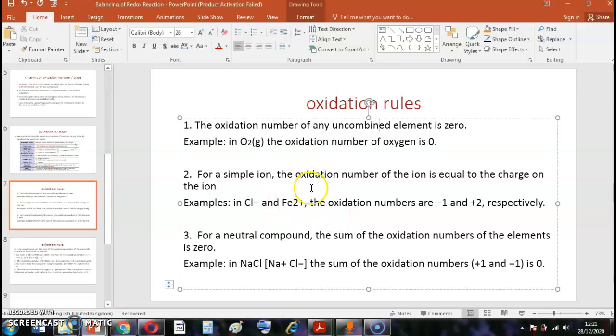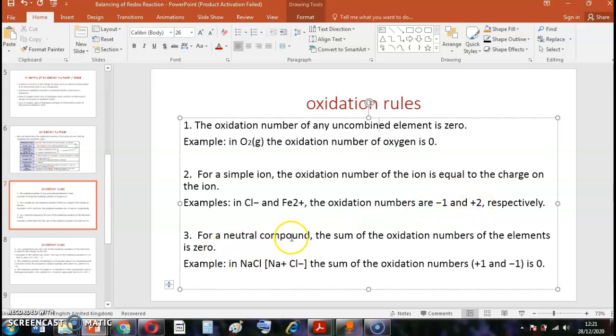Then for a simple ion, such as chloride ion, Fe 2+ ion, for these simple ions, if you want to know the oxidation numbers, it is equal to the charge on these ions. So as you can see here, chlorine is -1 and iron is +2. Please, the way we write the charge on the ion is different from the way we write the oxidation number. So you can see here is 2+, but then in writing the oxidation number, we say +2.